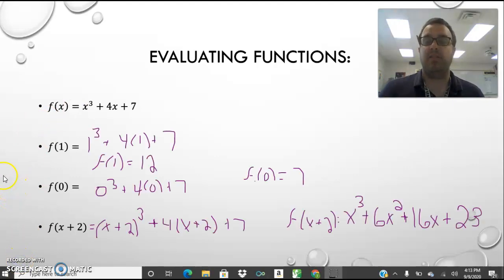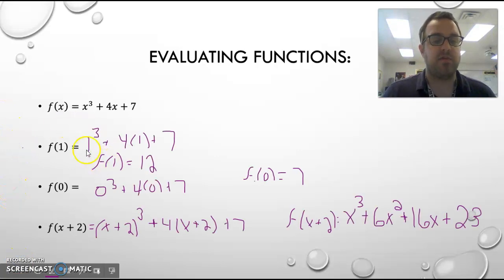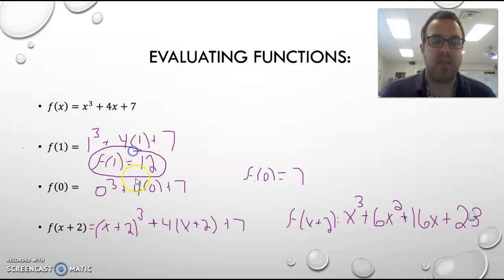All right, and here I got my answers for evaluating these functions. For the first one, I put 1 into the function. 1 cubed plus 4 times 1 plus 7, and got 12. So f of 1 equals 12. There's my answer right there. For the next one, I went ahead and put 0 in. 0 cubed plus 4 times 0 plus 7. I got f of 0 equals 7.